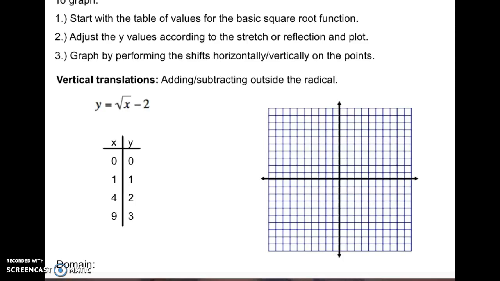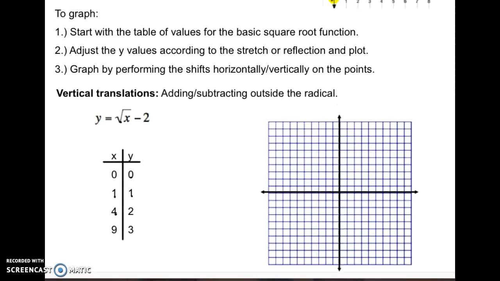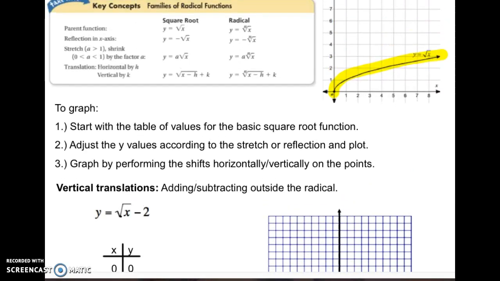So this tells us we're going to start at our vertex, 0, 0, and we're going to go right 1, up 1, right 4, up 2. And remember, it's these kind of numbers because we're taking a square root in our problems. Let me scroll back up here. So we started at 0, 0, for x and y. Then we went right 1, up 1, so right 1, up 1.